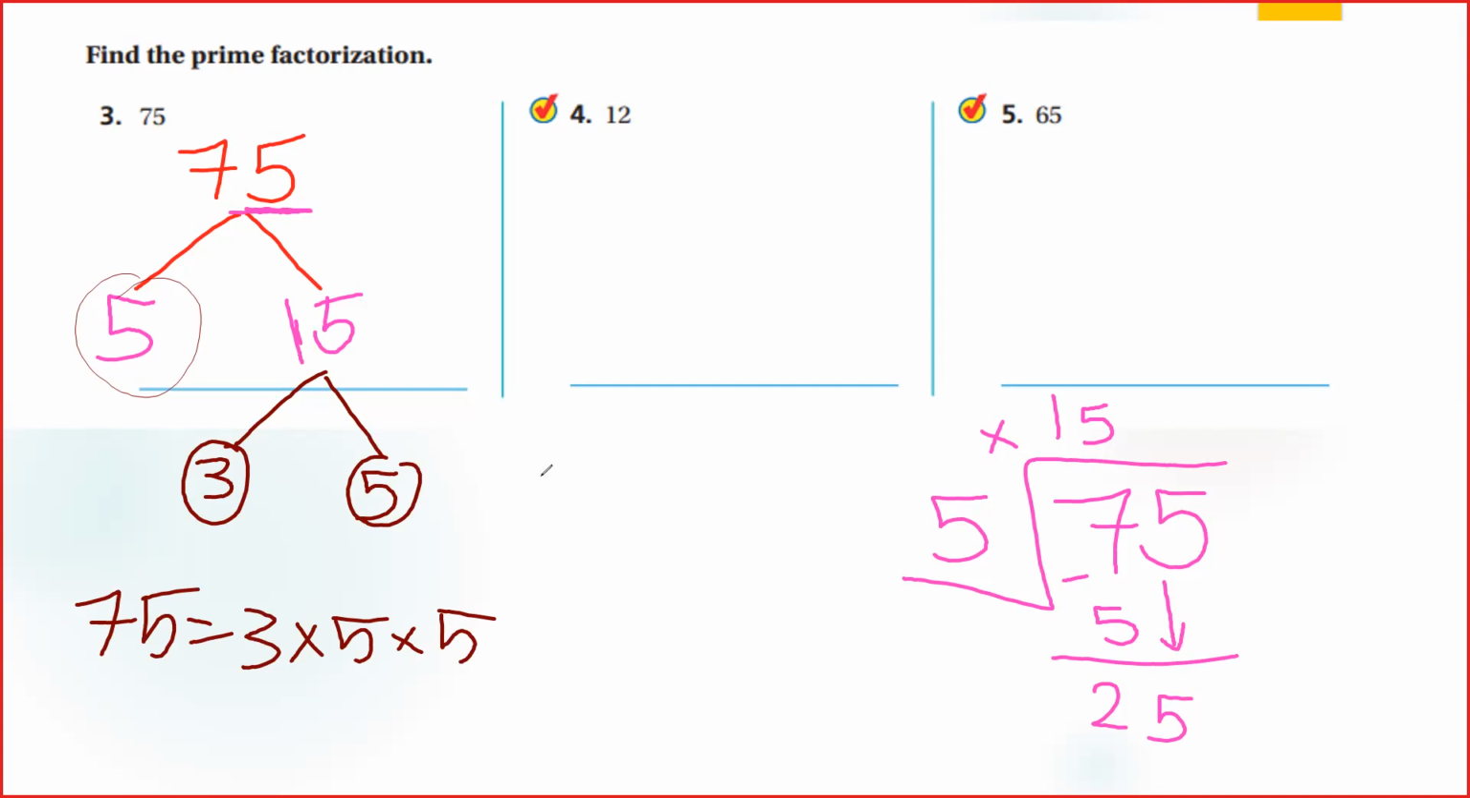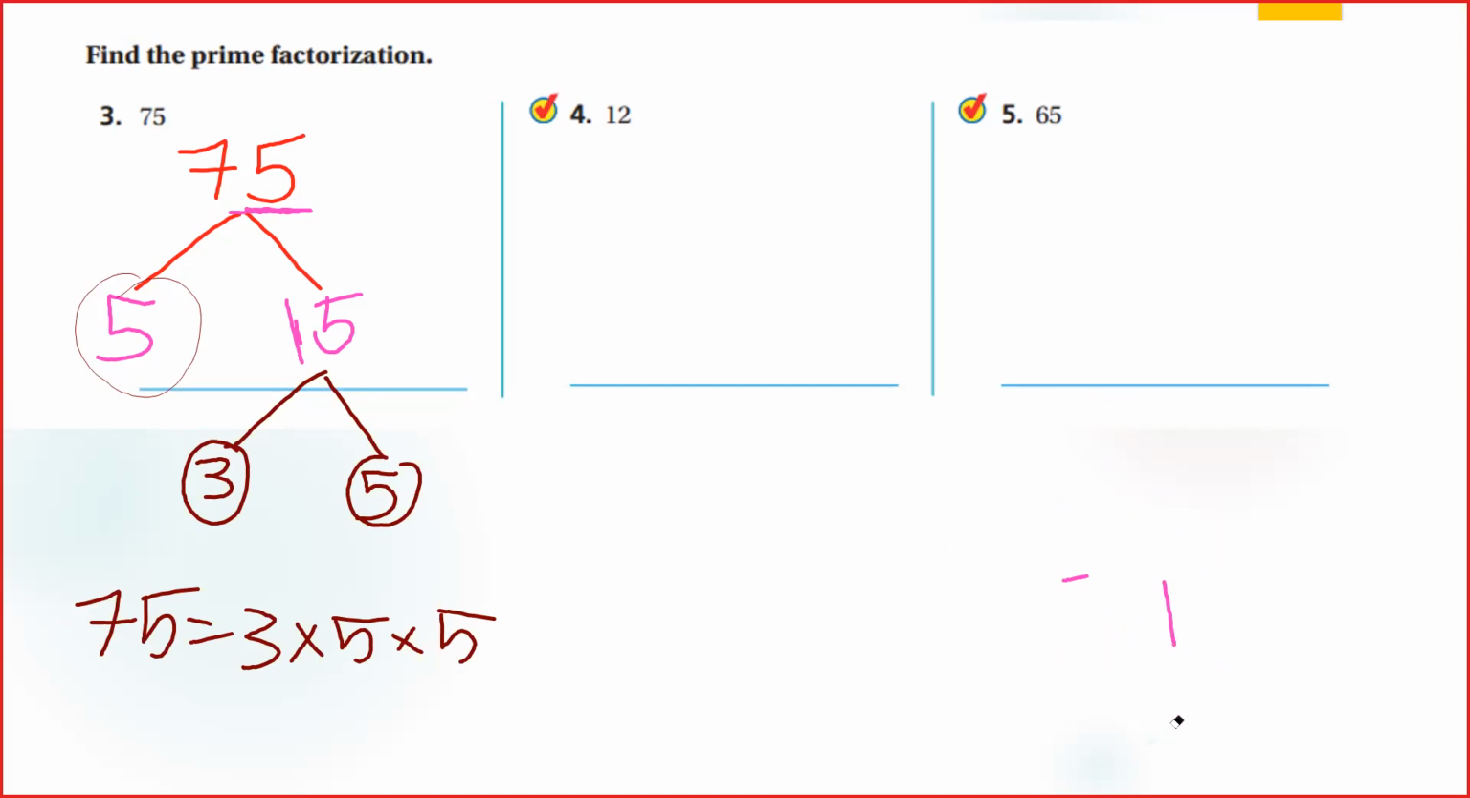Can I answer after Rodina? Let's do that. Let's do number 5 now. Number 5 is 65. Just a minute, please. 65 here.